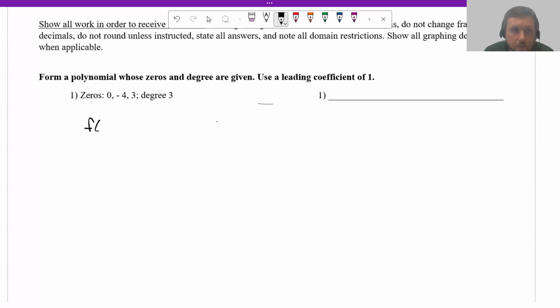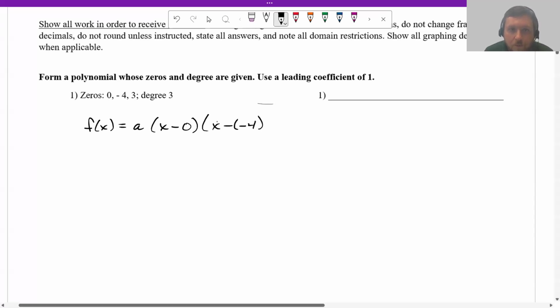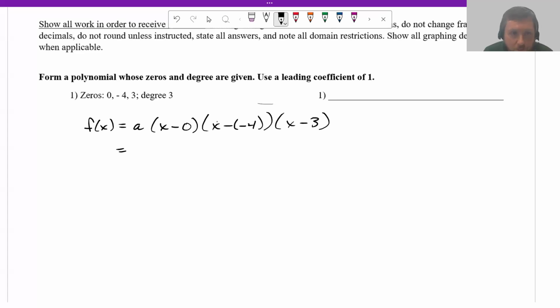So then I could write down something like f of x is equal to a. And if you really want to go completely granular with it, you could think of it as x minus 0, x minus -4, and x minus 3. And of course that all simplifies. So x minus 0 is just x, x minus -4 is going to be x plus 4, and then x minus 3. And they said use a leading coefficient of 1.